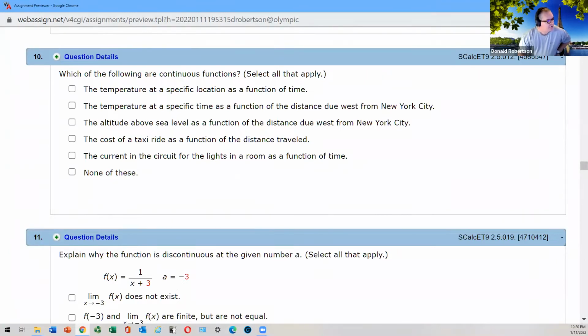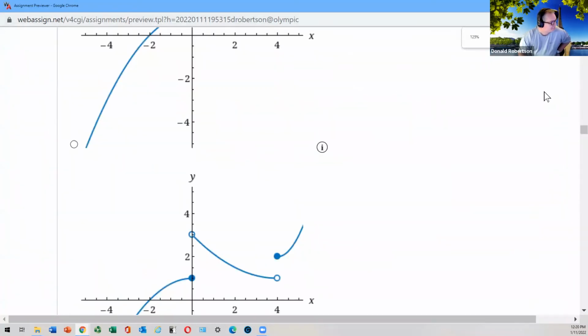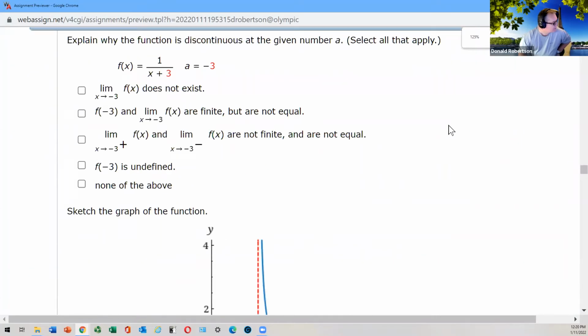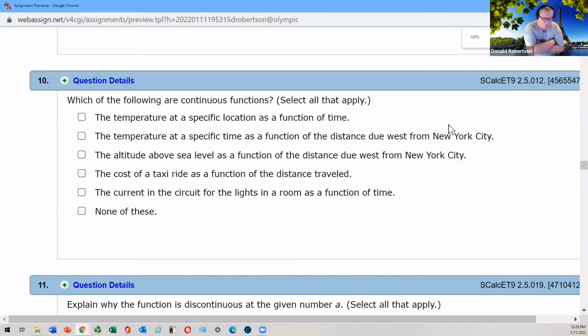And let's look at these fellas. Which of the following are continuous functions? So you've got to imagine what these would be. The temperature at a specific location as a function of time. So the x-axis is 1 p.m., 2 p.m., 3 p.m., and the y-axis is the temperature. Would that be a continuous function? Yes. Temperatures don't jump from 14 to 15, do they? They start at 14 and then climb up slowly to 15, right?